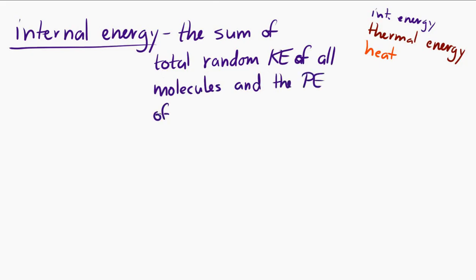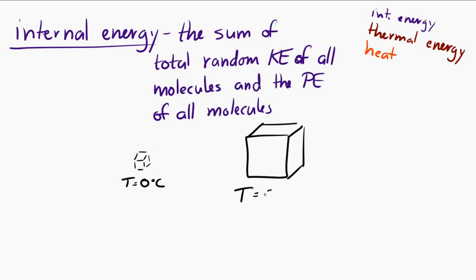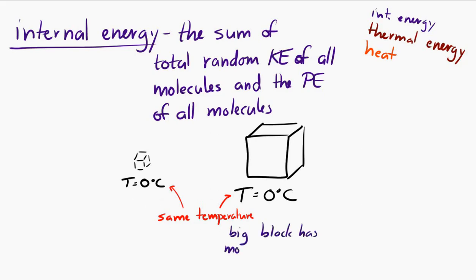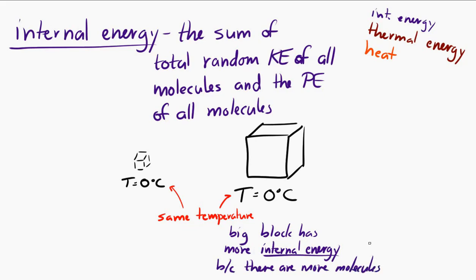Now this is different than temperature. So imagine you have a tiny little block of ice at 0 degrees Celsius and a big block of ice at 0 degrees Celsius. The internal energy is the total random kinetic energy of all the molecules plus the total potential energy of all the molecules in the object. They have the same temperature. They're both at 0 degrees Celsius, but the large block of ice has more internal energy, just because it has more molecules in it. To get the internal energy, you add up all of the random kinetic energies and potential energies of all the molecules. The big block of ice has more molecules, so you're adding more things together. So a large block of ice would have more internal energy than the small block of ice, even though they have the same temperature.